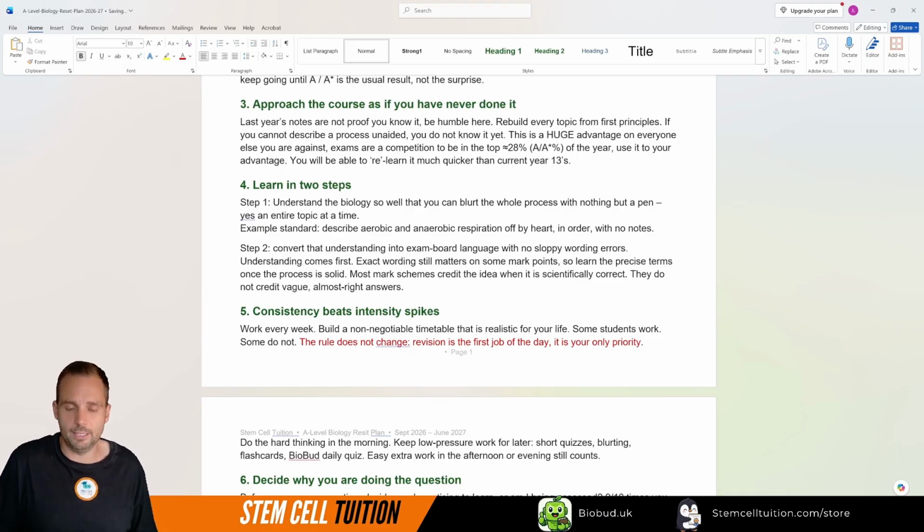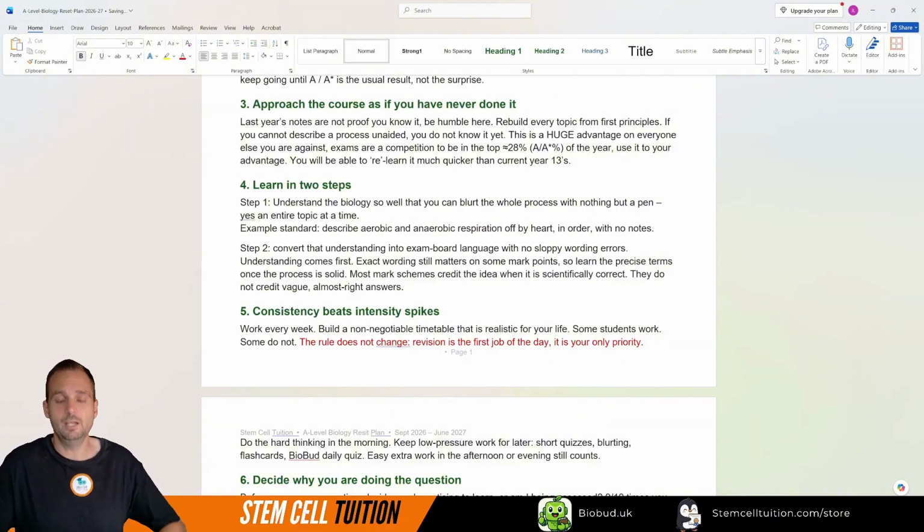Now, how do you relearn it? This is my advice. Step 1 is learn to understand. The first time you're learning and relearning something, learn to understand. Could you explain it to a small child in simple language? That's the first step.